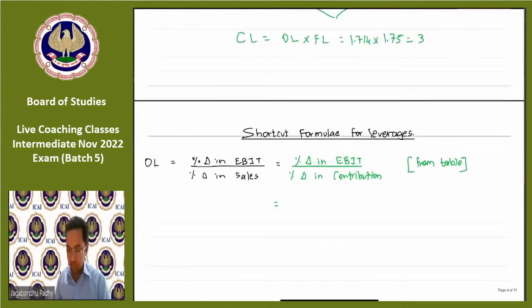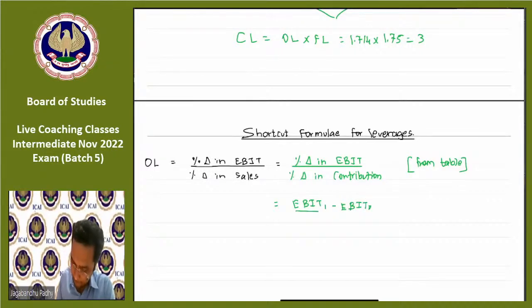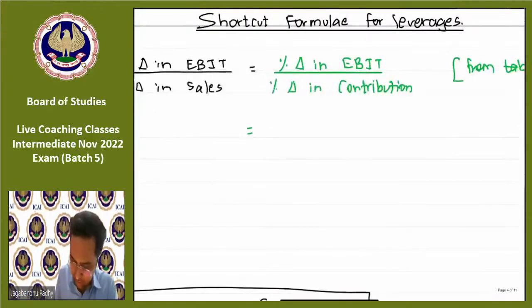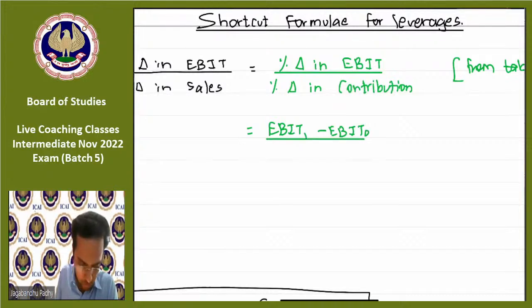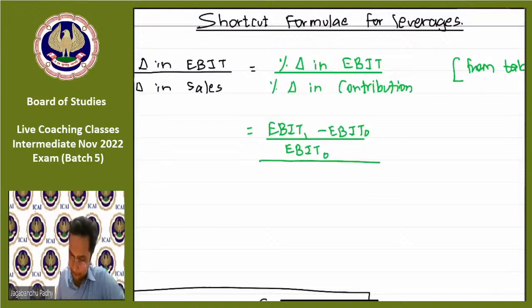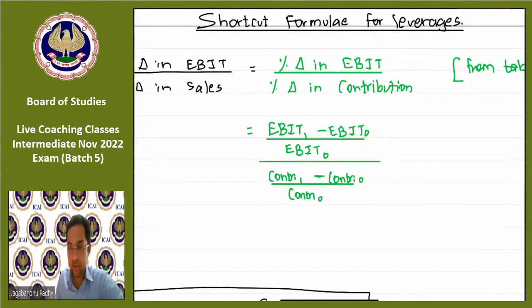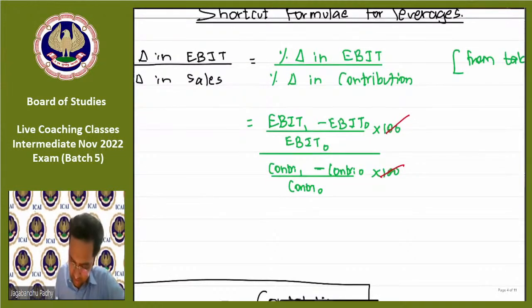Okay. Now if I ask you, how do we get the percentage change in EBIT? You will say, sir, EBIT new minus EBIT old upon EBIT old, the whole divided by percentage change in contribution. Now percentage change in contribution is contribution new minus contribution old upon contribution old, right? Obviously, since it's percentage change, you will also multiply this by 100, but these 100 will get cancelled.